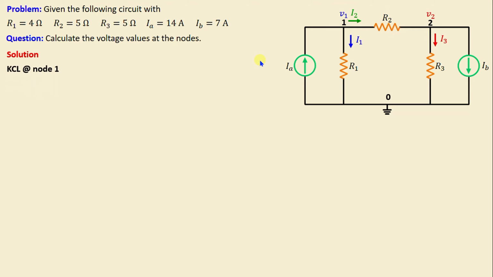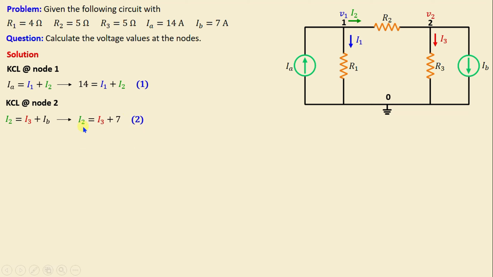By applying Kirchhoff's current law at node 1, we can write IA is equal to I1 plus I2. And if we replace IA with its numerical value, we obtain I1 plus I2 is equal to 14. Let's move on now to node 2. By applying Kirchhoff's current law at node 2, we can write I2 is equal to I3 plus IB. And if we replace IB with its numerical value, we obtain I2 is equal to I3 plus 7.